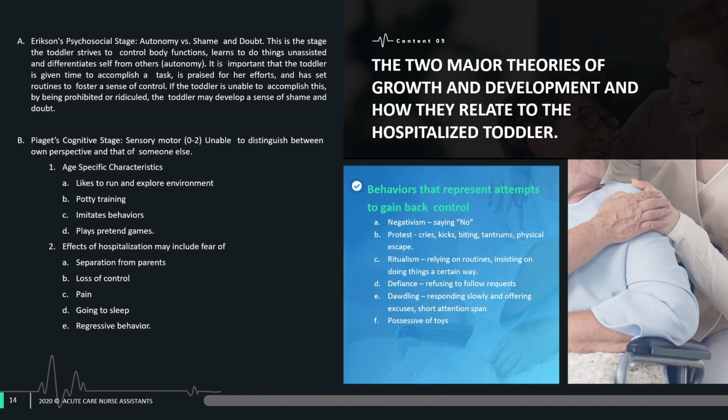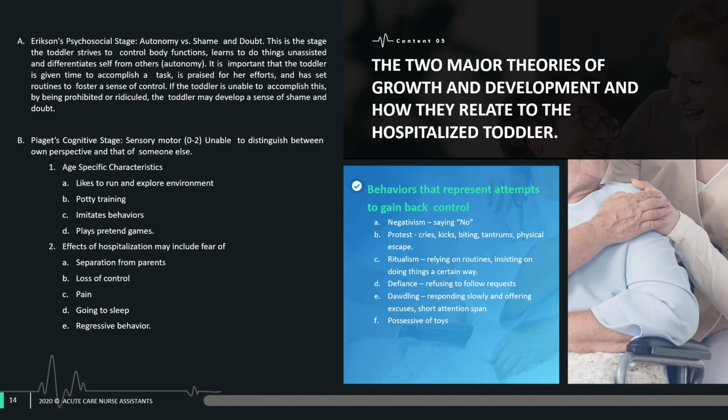Content 5. The 2 major theories of growth and development and how they relate to the hospitalized toddler. Erikson's psychosocial stage: autonomy versus shame and doubt. This is the stage where the toddler strives to control body functions, learns to do things unassisted, and differentiates self from others. It is important that the toddler is given time to accomplish a task, is praised for their efforts, and has set routines to foster a sense of control. If the toddler is unable to accomplish this, by being prohibited or ridiculed, the toddler may develop a sense of shame and doubt.